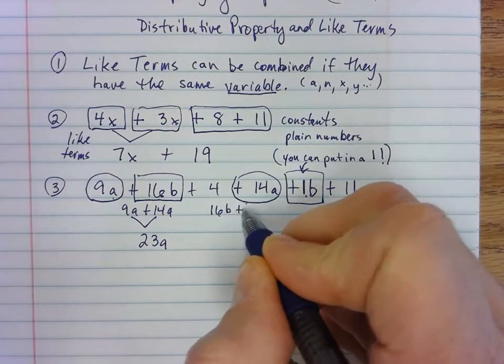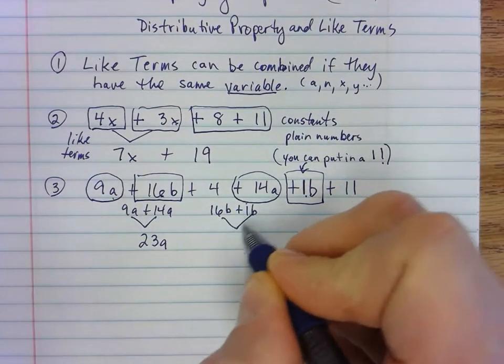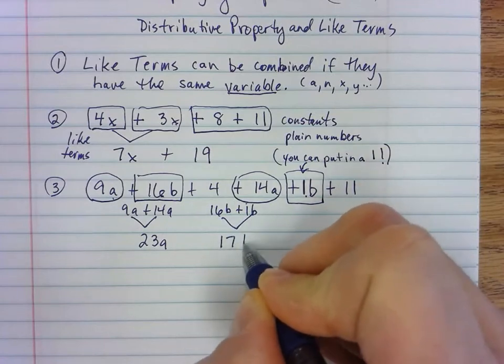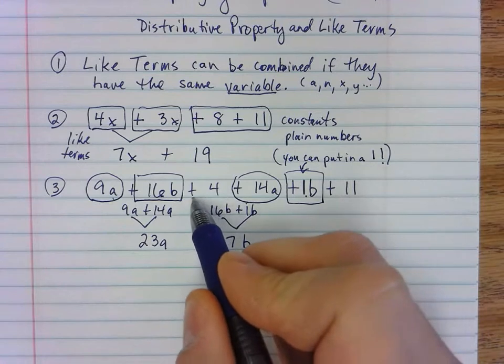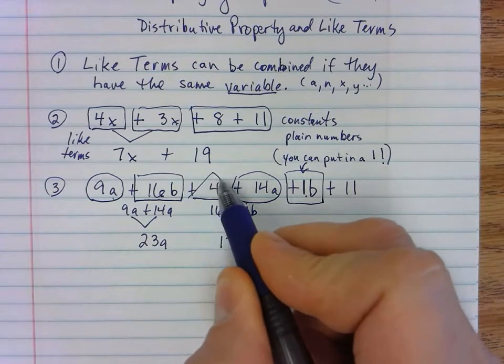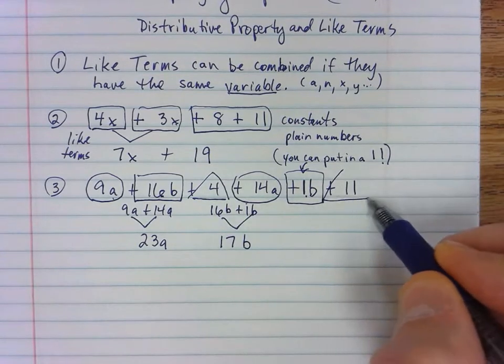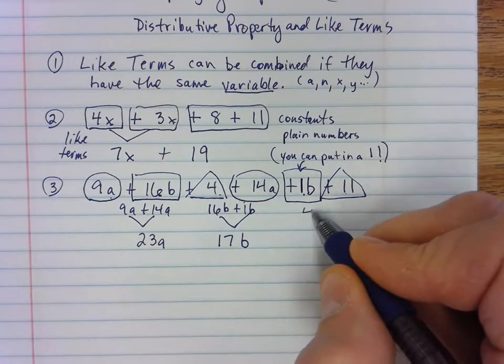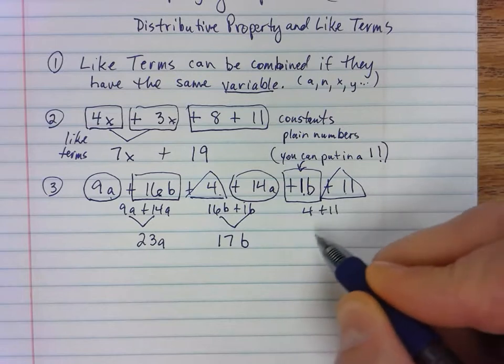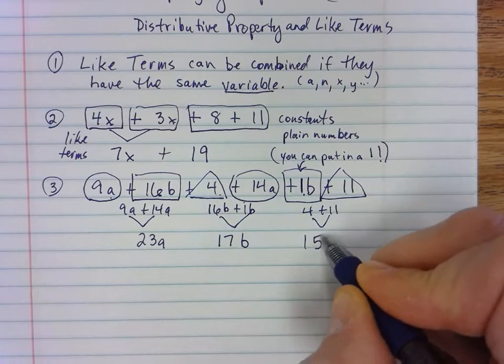16b plus 1b is how many b? That would be 17b. And of course now I've got these left over. I'll put them in a little triangle. I got the 4, I got the 11, so those are just my plain old constants down here, and 4 plus 11 is of course 15.